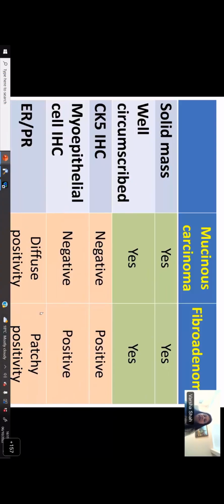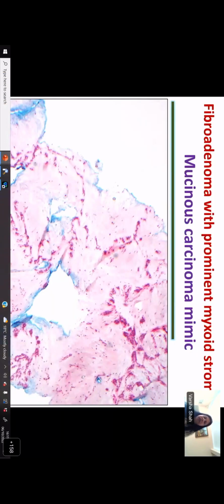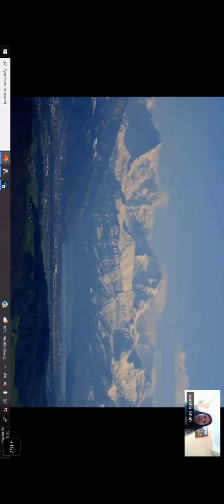Because if you have seen, these are compressed ductal structures which are lined by 2-layered epithelium. So this is actually a fibroadenoma with a very prominent myxoid stroma. And I think even this particular case was called by another pathologist as mucinous carcinoma. But this is just a fibroadenoma with prominent myxoid stroma. B2, no need to do anything more.